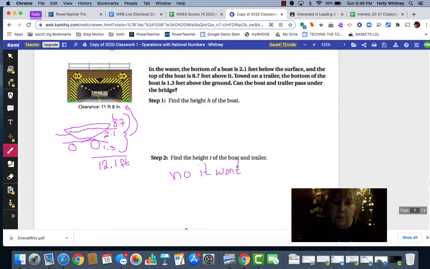You could go through the trouble of converting everything, but why bother? 11 feet is clearly less than 12 feet, so it's not going to work.